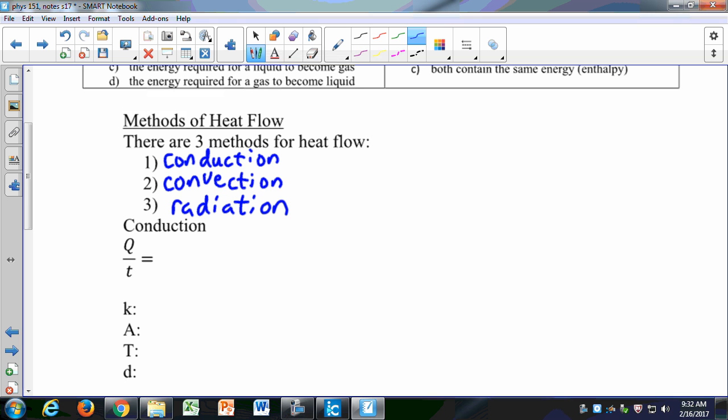The rate of conduction, now, we've seen rates before. This is the heat over time, Q over T. That is the rate at which a material gains or loses heat. And the rate of conduction is given by this formula. This is on your equation sheet, so you don't need to memorize it. But you do need to understand how the different variables are affected. K, A, delta T, divided by the distance D.